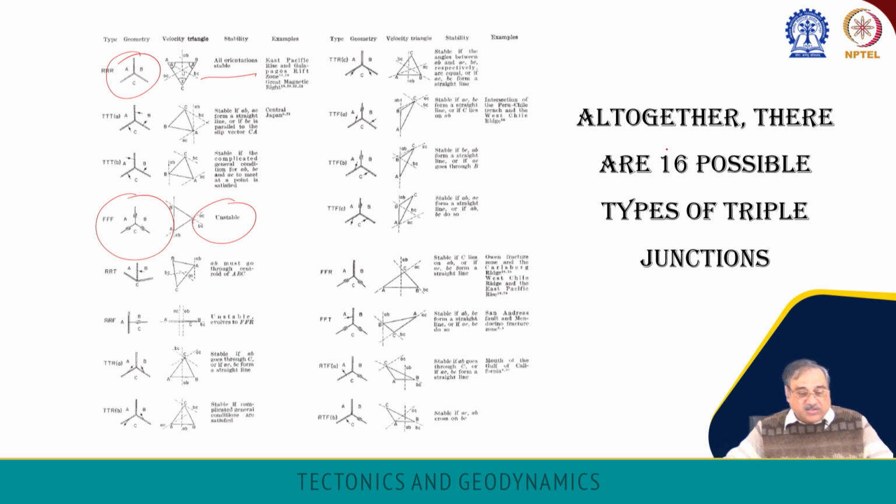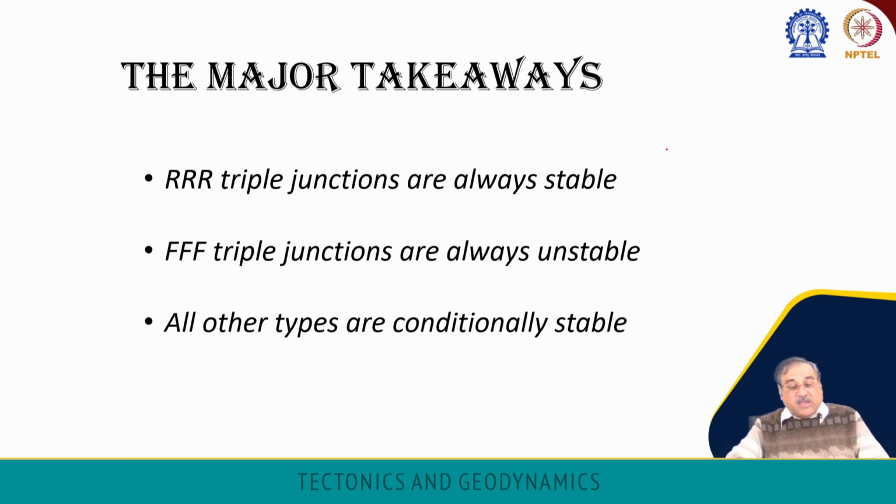Now, let's just look at the major takeaways from what we've learned today. We know now that RRR triple junctions are always stable. FFF triple junctions are always unstable, and all other types of triple junctions are conditionally stable. So there are various conditions under which these triple junctions can be stable.